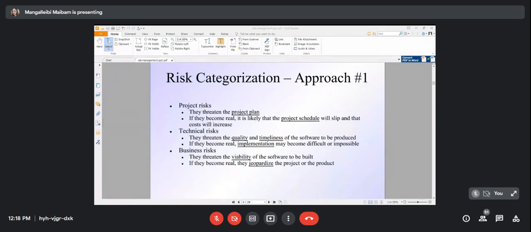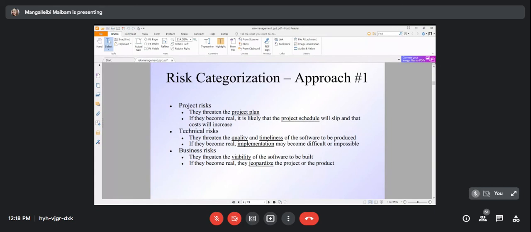Secondly, we have technical risk. As I told you, it means any problem occurring in the technical section. Any technical problem while developing the software project may affect the quality, and may also affect the timeline consumption of the software development process. So that is technical risk.